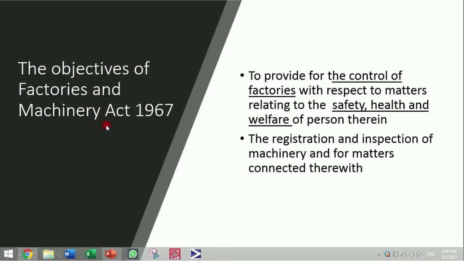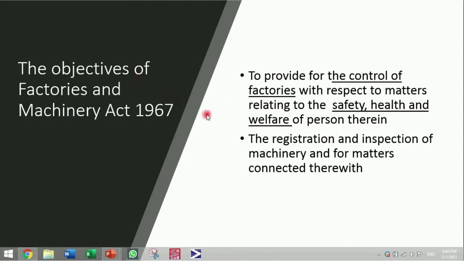Now, I want to present about the objective of the Factory and Machinery Act 1967. The first objective is to provide for the control of factories with respect to matters relating to the safety, health, and welfare of persons therein. This can prevent any occurrence of accidents due to the use and handling of machines in factories. The factory must provide standard minimum requirements for the protection of worker safety. And it can also prevent the occurrence of disease due to excessive use of, and exposure to, mineral dust and noise.